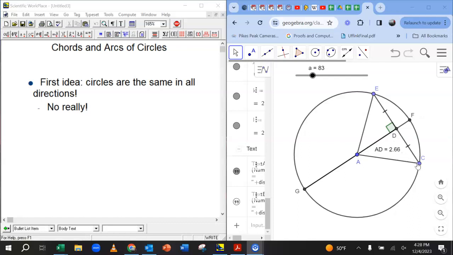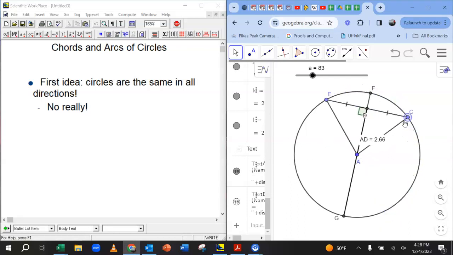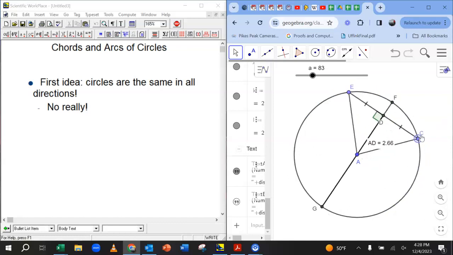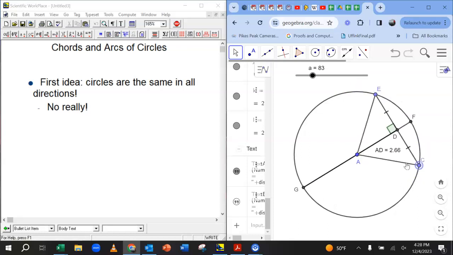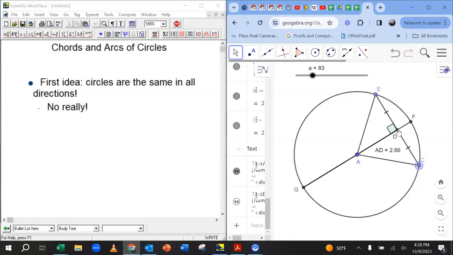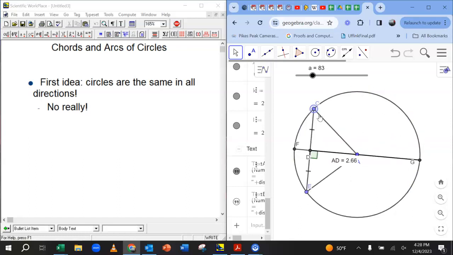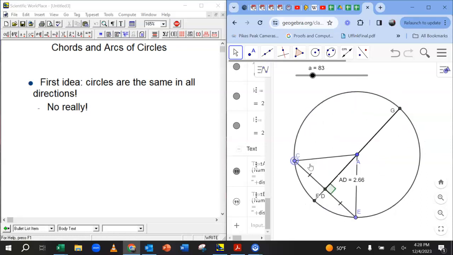And just like I was talking about, if I rotate the whole picture, I'm creating a bunch of chords, a bunch of options for CE, and I'm rotating them around, and you'll notice that CE is still not changing. The angle CAE is not changing, and the other thing that's not changing is that distance to the center. So all of those are linked. If I have 2 chords like this and this, or 3 or 4 or 5 or 6, however many chords I create, if they all have that 2.66 distance from the center, they're all going to be congruent. They're all just rotated versions of each other.